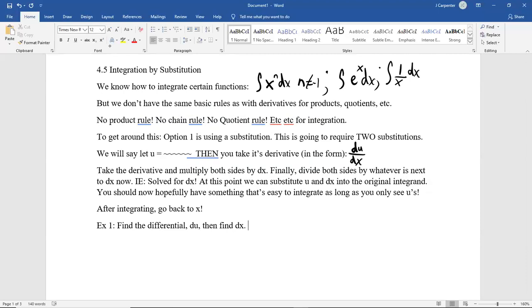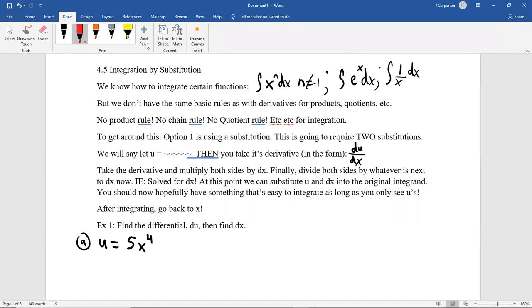All right, so A. We're going to let u be 5x to the 4th. Our goal is to find the derivative and then break up its differentials, ultimately solving for dx. We take its derivative and solve it for dx. We have our let u equals, you take its derivative, and then you solve for dx.